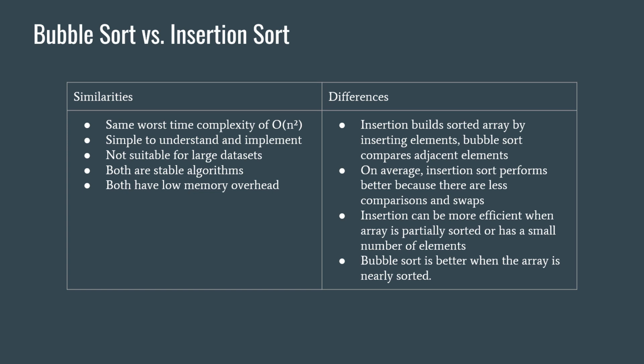Secondly, the differences. Insertion sort builds sorted arrays by inserting elements, whilst bubble sort compares adjacent elements and swaps them. On average, insertion sort performs better because there are less comparisons and swaps. Insertion can be more efficient when an array is partially sorted or has a small number of elements. However, bubble sort is better when the array is nearly sorted.